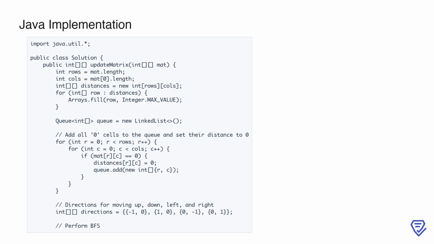Here, we start by defining the structure of our solution. We import the necessary packages and set up the update matrix method, which takes a 2D matrix mat as input. First, we determine the number of rows and columns in the matrix.